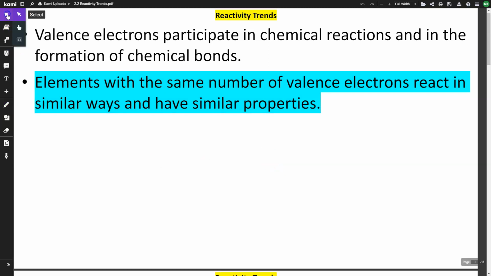In this video, we're going to go through the reactivity trends. So the first thing that you need to know is that valence electrons are what cause reactions, and they are also what are used in forming chemical bonds. Elements with the same number of valence electrons react in similar ways and have similar properties.